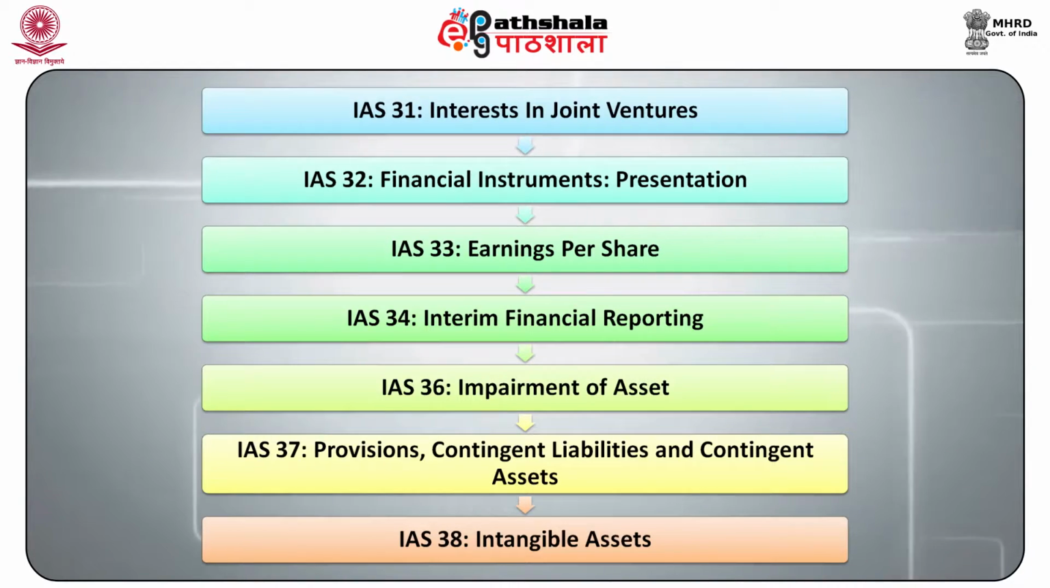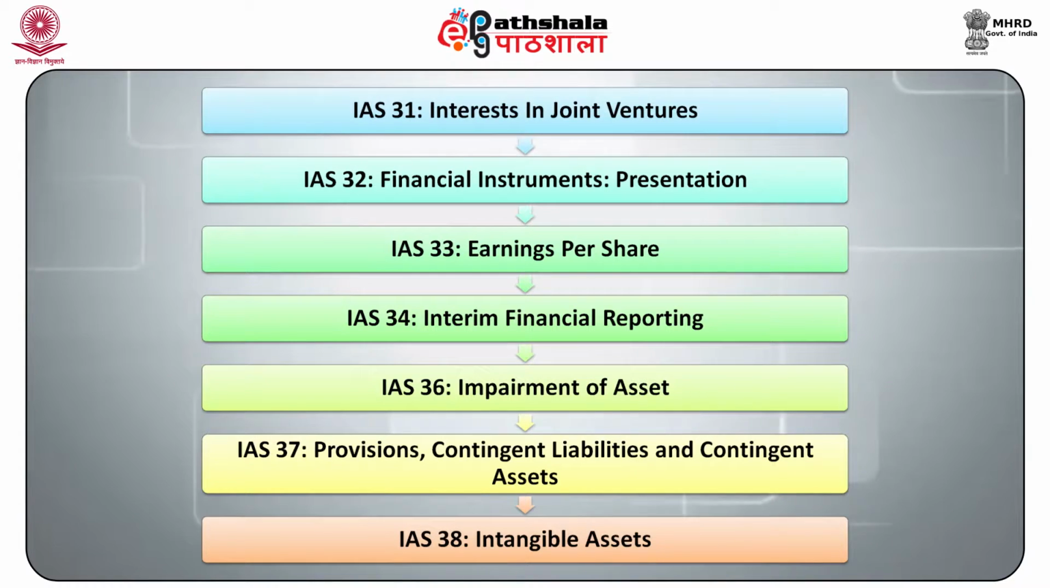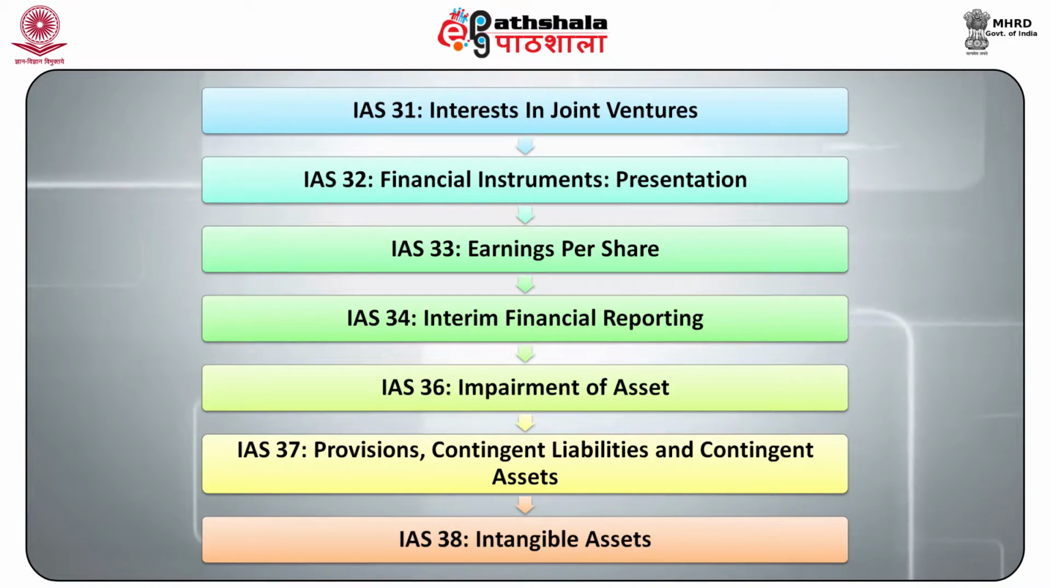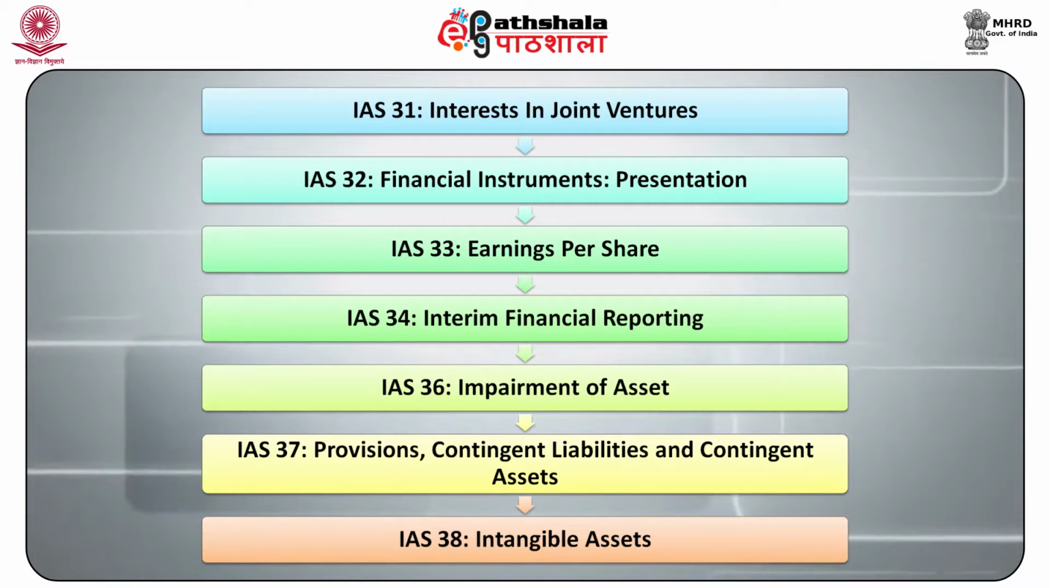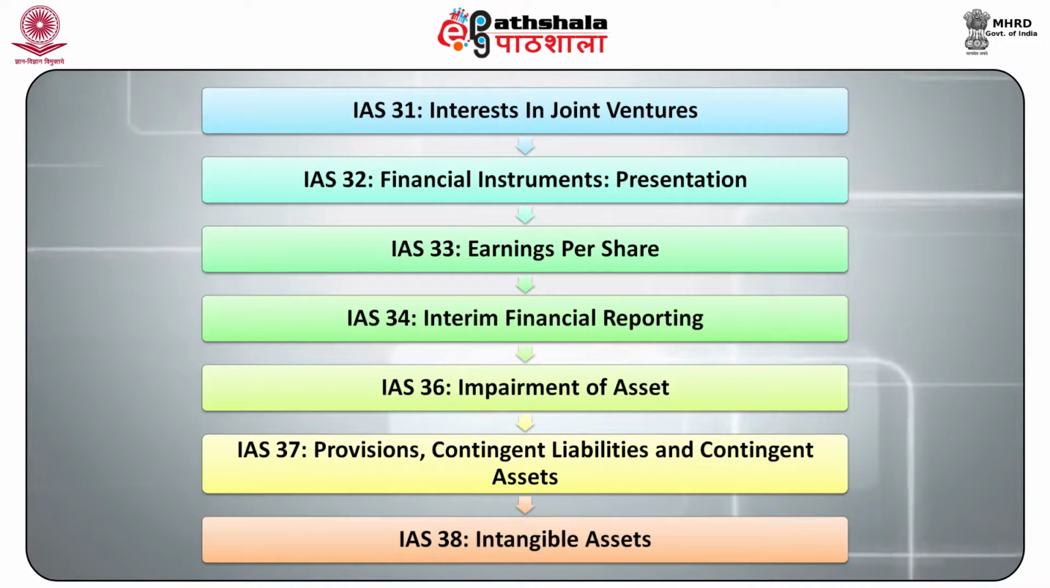IAS 31, Interests in joint ventures. IAS 32, Financial instruments: presentation. IAS 33, Earnings per share. IAS 34, Interim financial reporting. IAS 36, Impairment of assets.